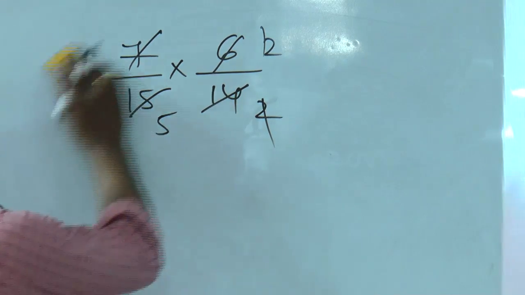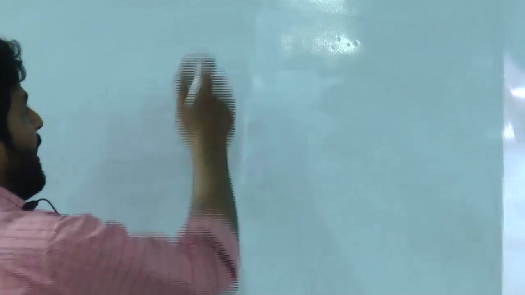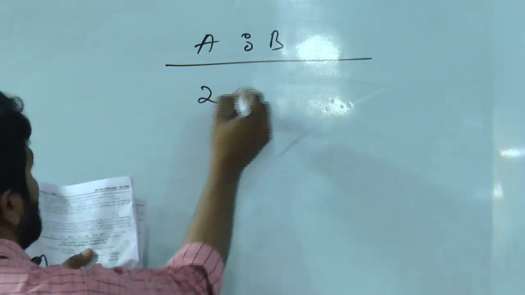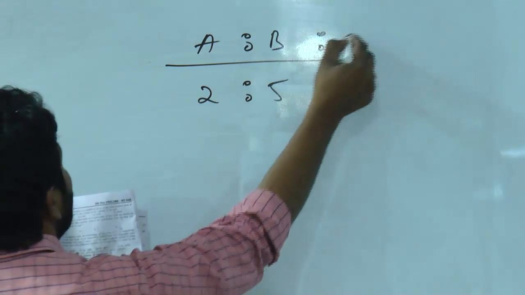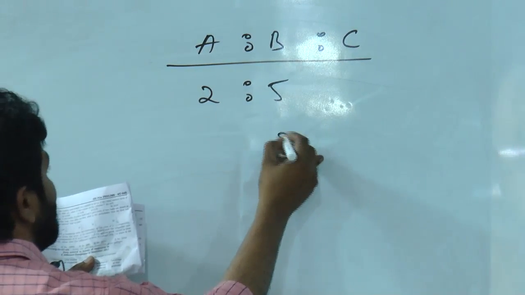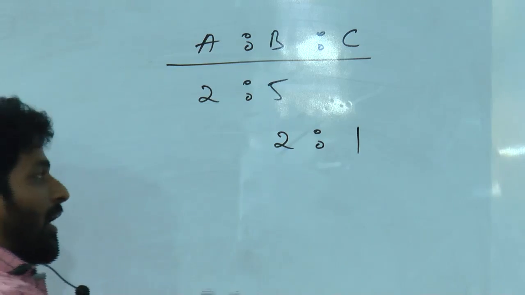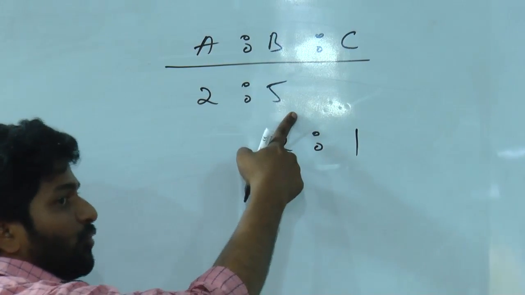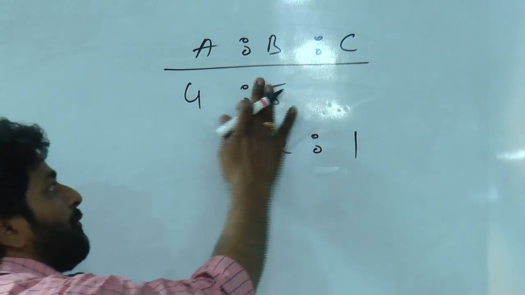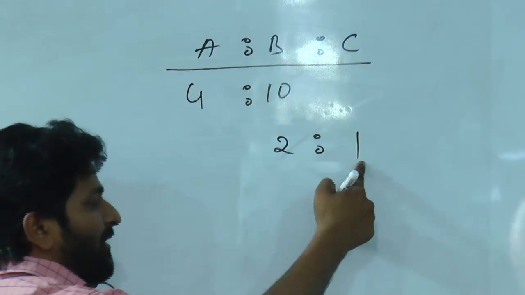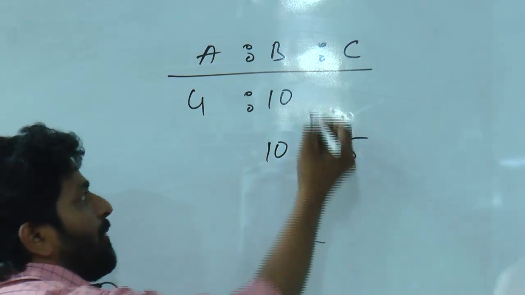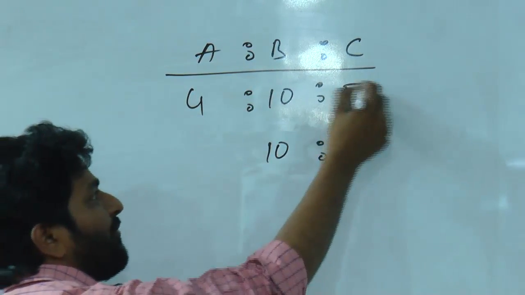Right. So, A's investment to B's investment, what is the ratio given? 2:5. And B's investment to C's investment ratio is given as 2:1. So, I want an even number here. So let me multiply this with 2. This becomes 4:10. Let me multiply this with 5. So this becomes 10:5. So the final ratio becomes 4:10:5.